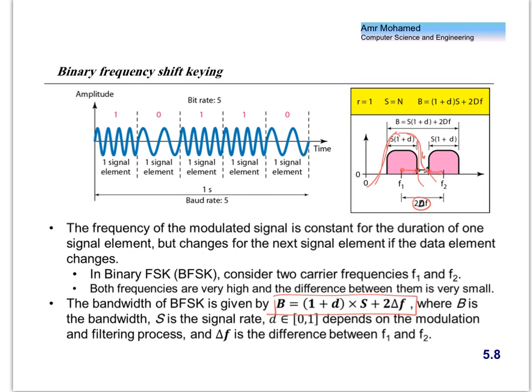So if I tell you, calculate the minimum bandwidth, I don't have to give you 2 delta F. I assume that you should already know it. If I tell you, using this bandwidth, calculate the maximum bit rate, I assume that you should be able to get what 2 delta F is. Is it 1 plus D times S or 2S? The minimum 2 delta F is 1 plus D times S. So the total bandwidth becomes 2S times 1 plus D. Okay. So that's binary frequency shift keying.